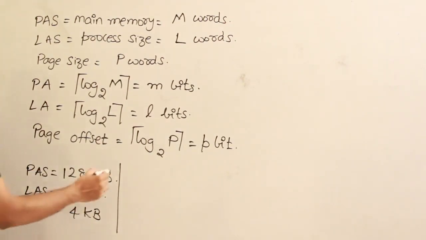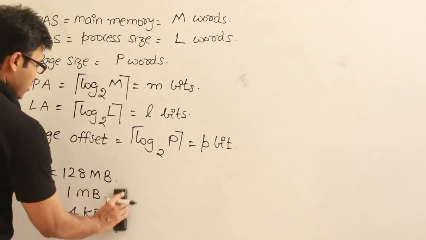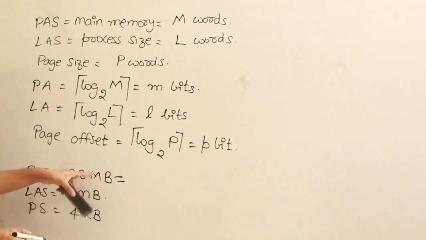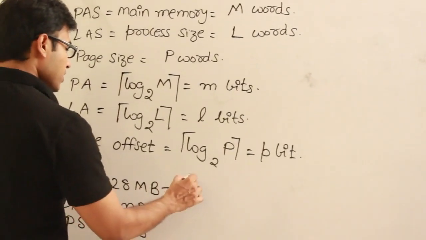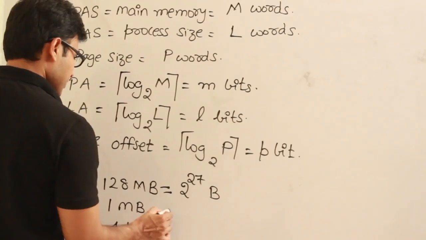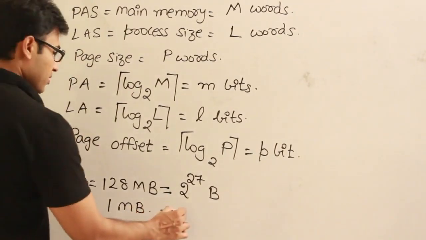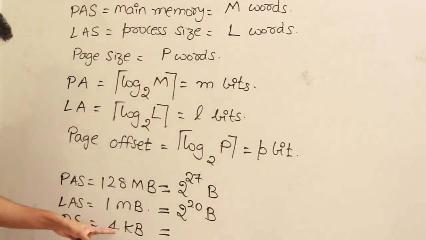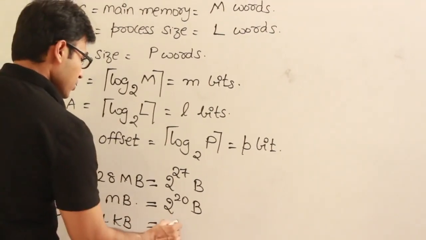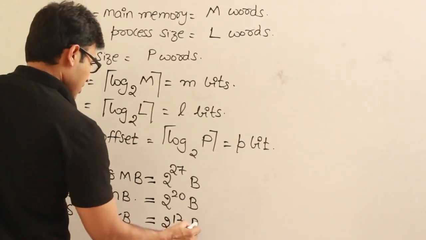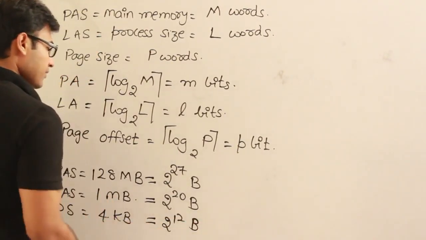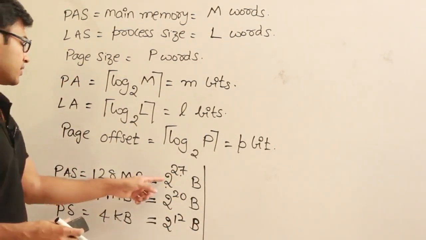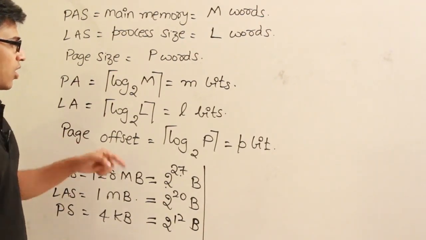Now if this is the scenario, then what is the physical address? If you have to identify all this, convert them into powers of 2. What is 128? 2 power 7. What is M? 2 power 20. Therefore this entirely is going to be 2 power 27 bytes. And what about 1 MB? 2 power 20 bytes. And what is 4 KB? 4 is 2 power 2, K is 2 power 10. Therefore it is going to be 2 power 12 bytes, isn't it? Then if I have 2 power 27 bytes, in order to identify each byte within the physical address space, how many bits are required?